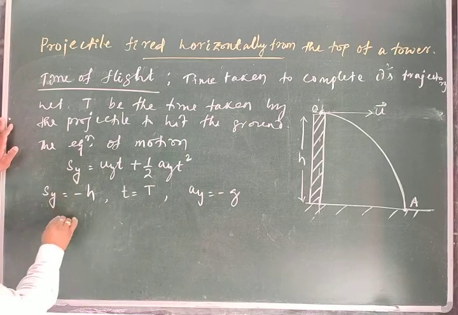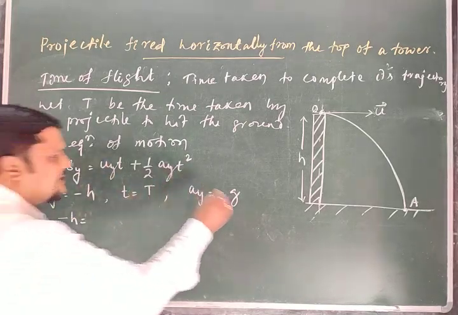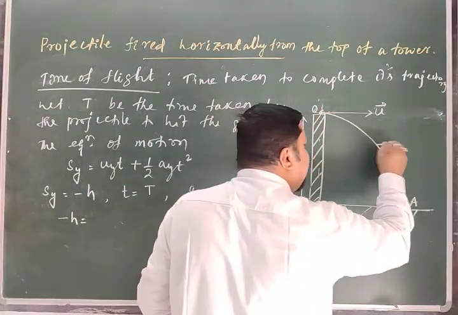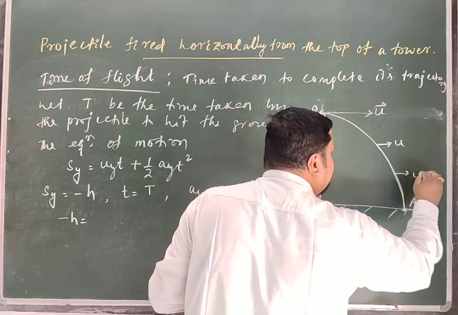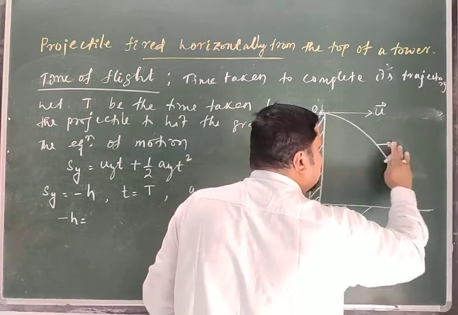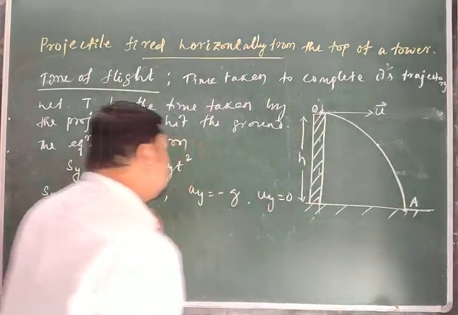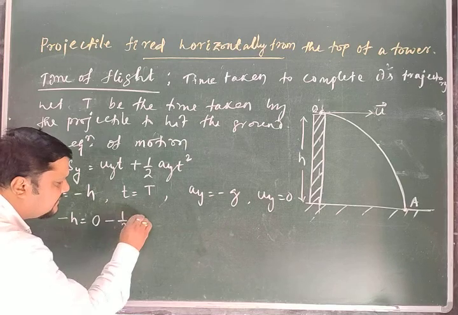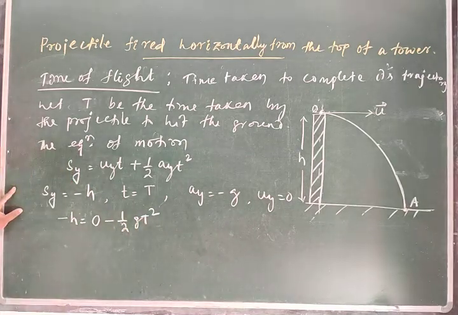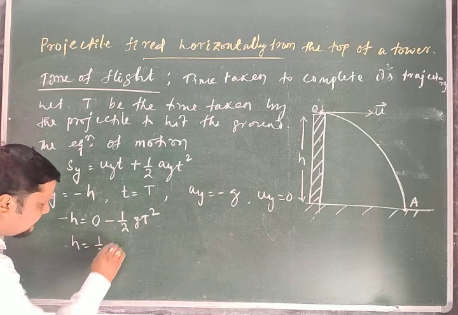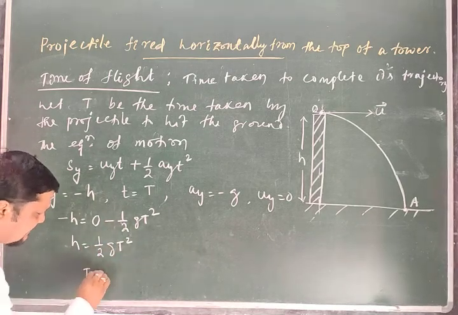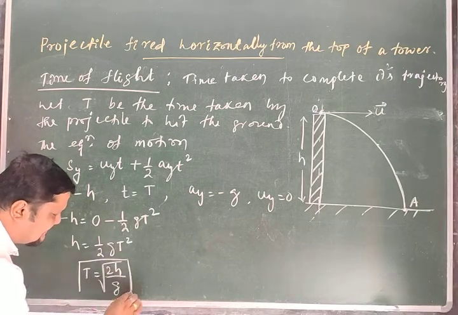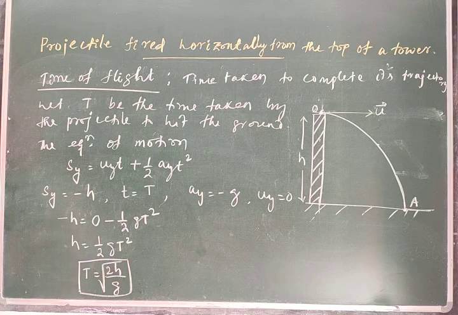If you put that in, minus h is equal to uy t minus half g t². There is no component of velocity along the y-axis, so uy is 0, since the horizontal velocity u is uniform everywhere. So minus h is equal to 0 minus half g t², or h is equal to half g t², and t is equal to root over 2h by g. So this is the time of flight.